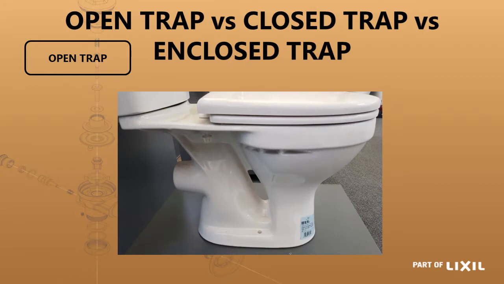If we have a look at the difference between an open trap, a closed trap and an enclosed trap, this picture here shows an open trap. That is where you find a gap between the bowl and the trap. Most of the pans that are supplied have got an open trap. That is the most cost-efficient method of production, because the pan only has 4 pieces in the production process. But one of the things that come out of that is that you do have that open trap.